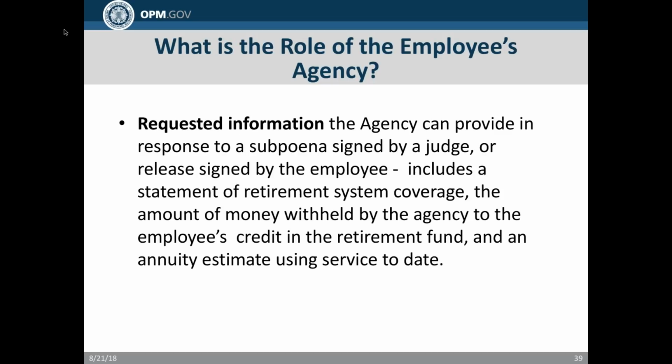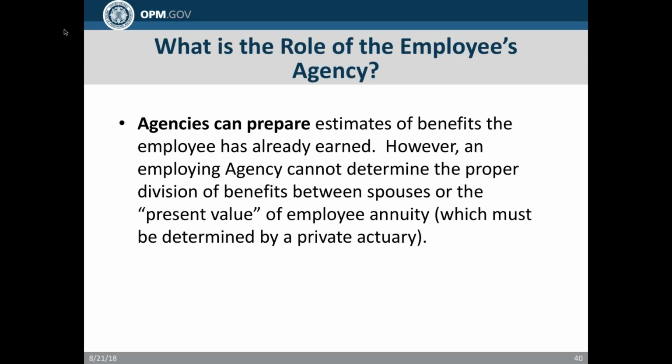Requested information: the agency can provide, in response to a subpoena signed by a judge or a release signed by the employee, a statement of retirement system coverage, the amount of money withheld by the agency to the employee's credit in the retirement fund, and an annuity estimate using service to date. Agencies can prepare estimates of benefits the employee has already earned. However, an employee's agency cannot determine the proper division of benefits between spouses or the present value of the employee's annuity, which must be determined by a private actuary.